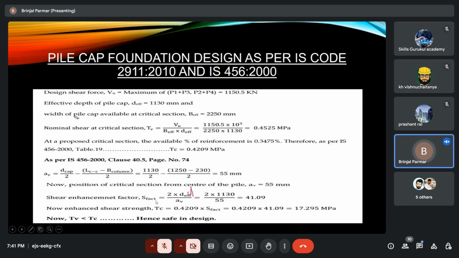Shear enhancement factor is equal to 2 into D effective divided by AV. This is the formula. So we get 41.90. Now enhance the shear strength TC, 0.4209 into the shear enhancement factor. So we get 17.294 MPa. So now TV is less than TC, hence safe design.